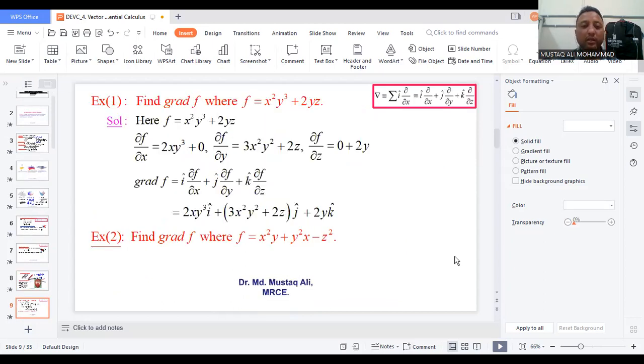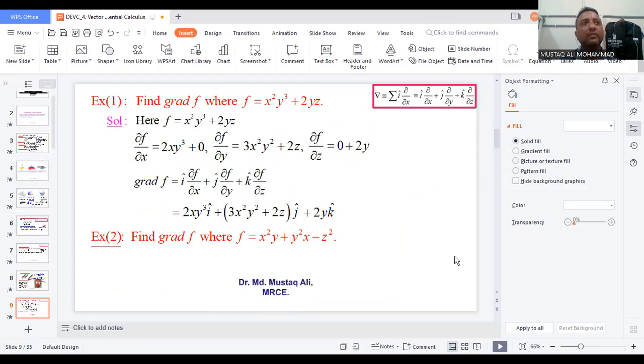So here, let us see one problem on this topic. Find grad f where f is equal to x square y cube plus 2yz. So ∂f/∂x equals 2xy cube.